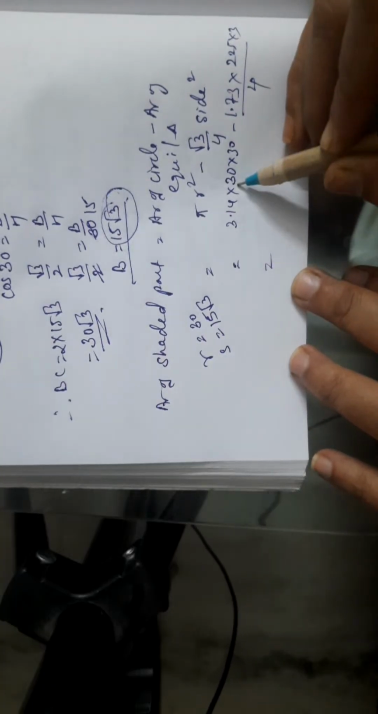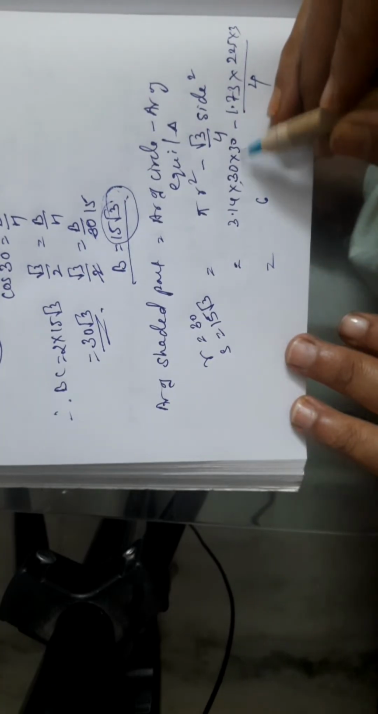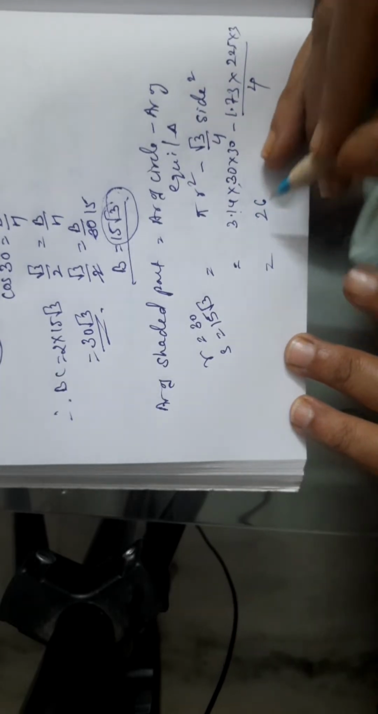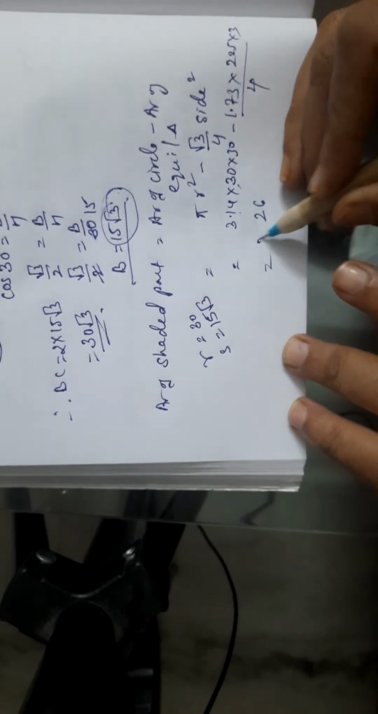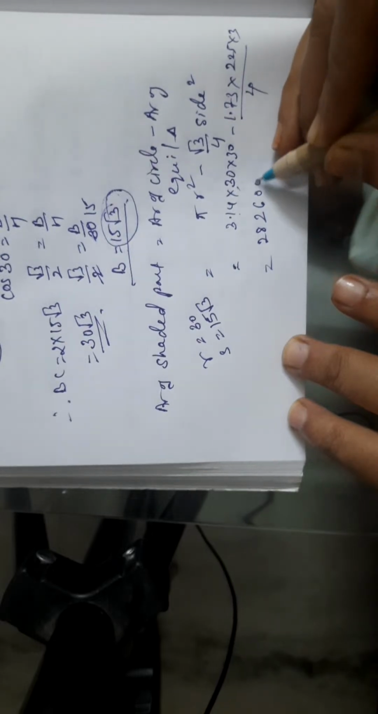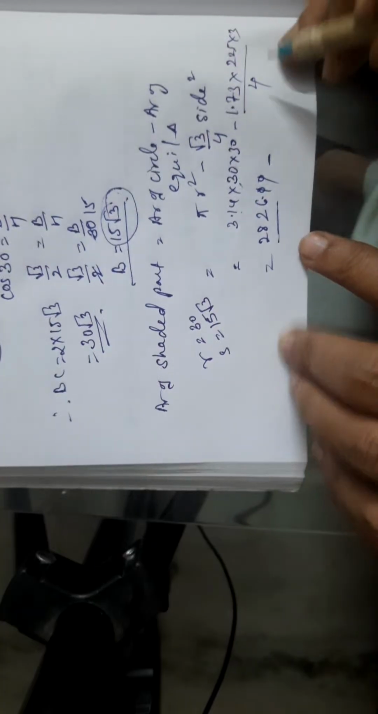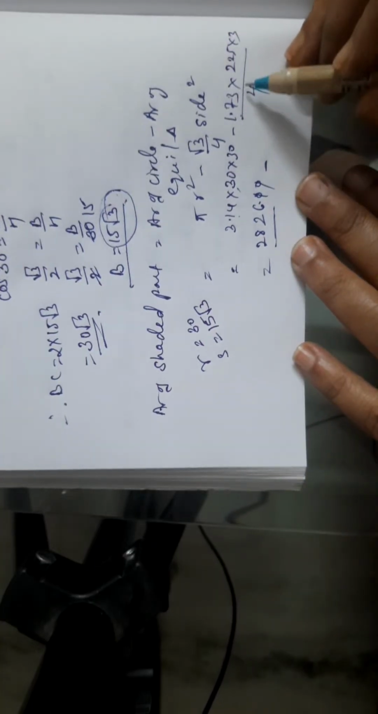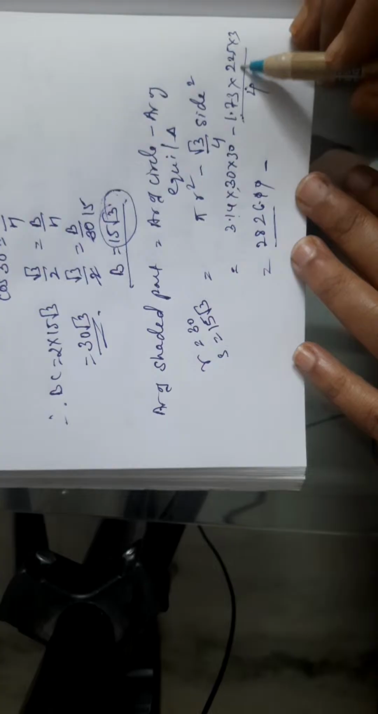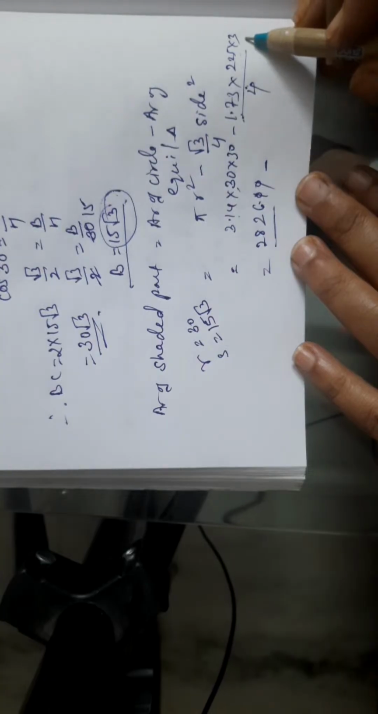So 3 3s are 9. 9 4s are 36. 9 1s are 9 plus 3, 12. The 9 3s are 27, 28. 2 zeros are there, so they got cancelled. 2826 minus 1.73, then 225 multiplied by 3.